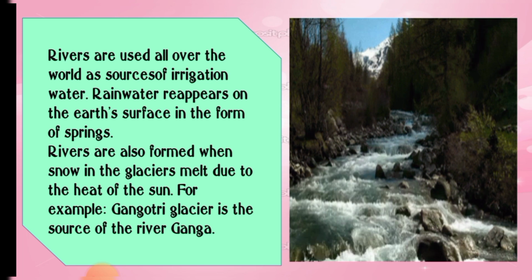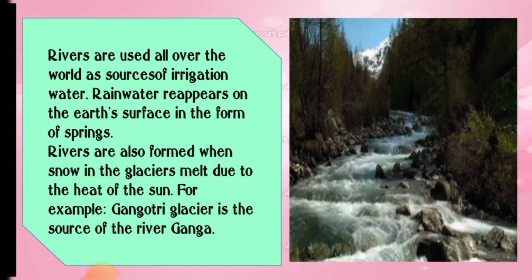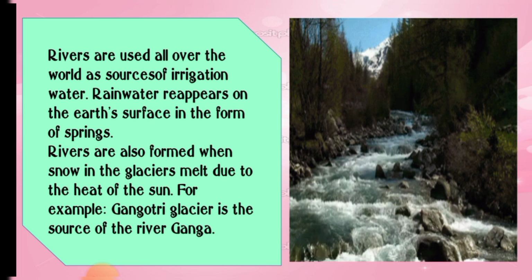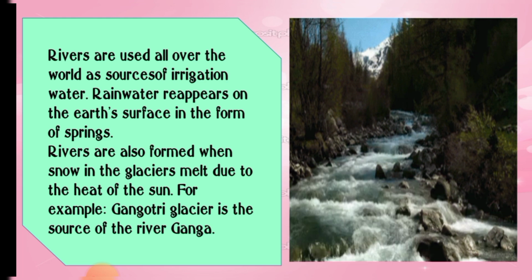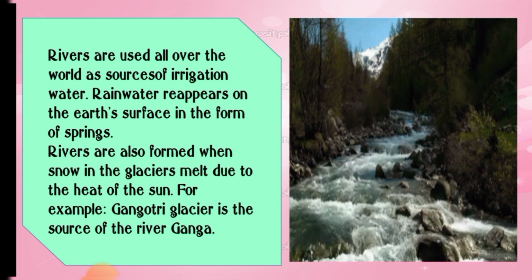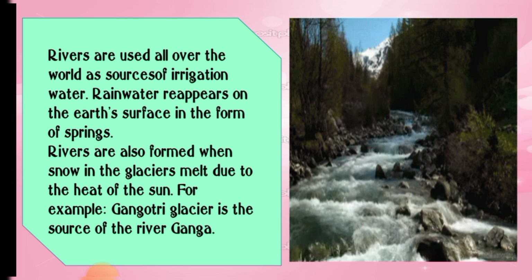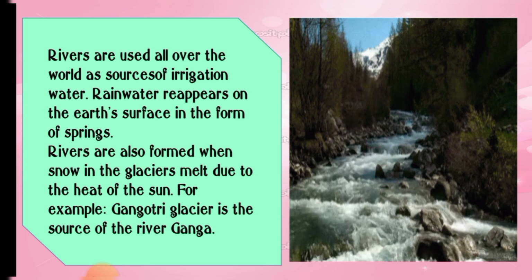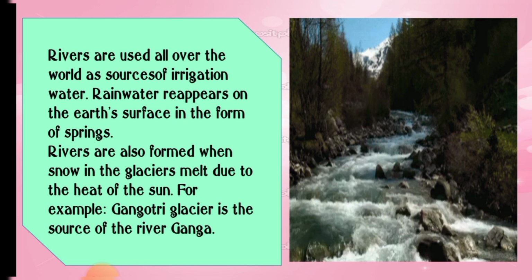Next source of water is river. Rivers are used all over the world as a source of irrigation. I hope you remember the meaning of irrigation. Irrigation means supplying water to the crops at different intervals of time. Rainwater appears on the earth's surface in the form of springs. Rivers are also formed when snow in the glacier melts due to the heat of the sun. For example, Gangotri Glacier is a source of river Ganga.